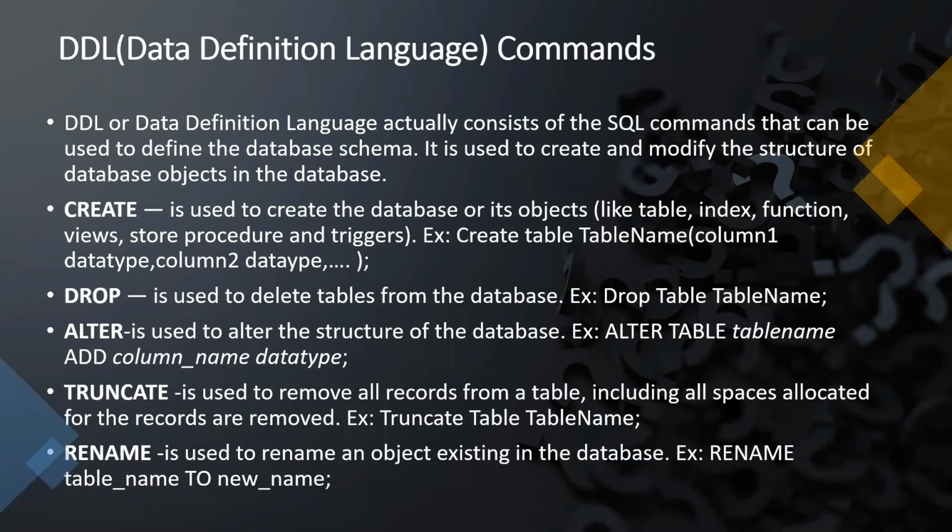Alter is used to alter the structure of the database. Truncate is used to remove all the records from a table, and the spaces allocated for the records are also removed. Rename is used to rename an object existing in the database.